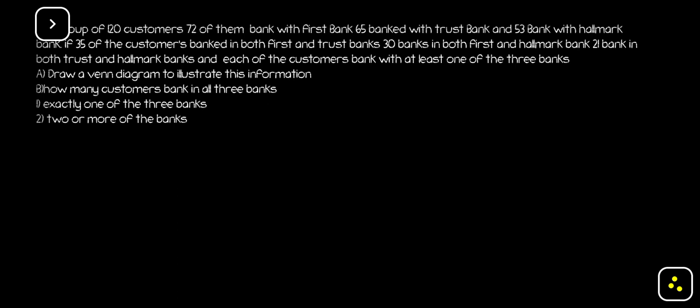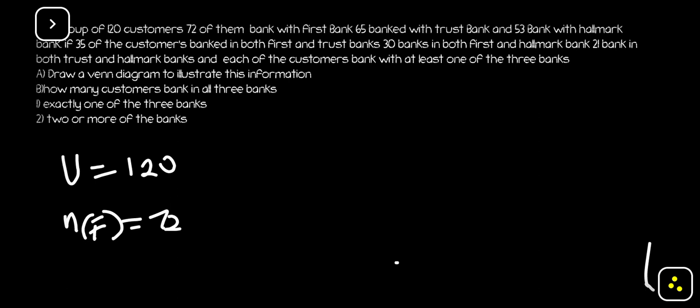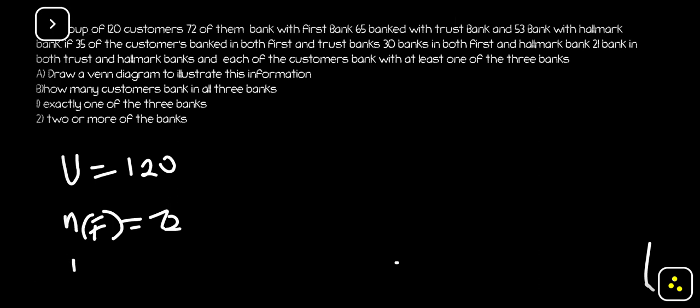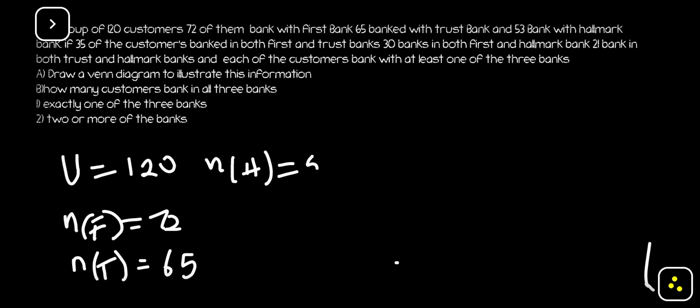So the universal set here will be U, which is 120, since this is the total number of customers. Another thing is the banks. We have 72 of them bank with First Bank, so number of First Bank is 72. 65 with Trust Bank, so number of Trust Bank is 65. Then 53 for Hallmark, so number of Hallmark is 53.